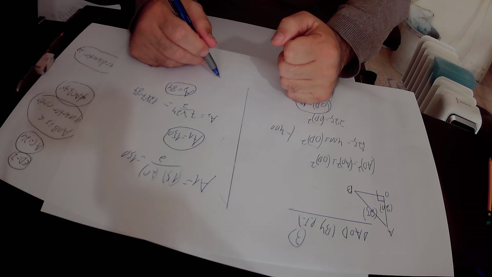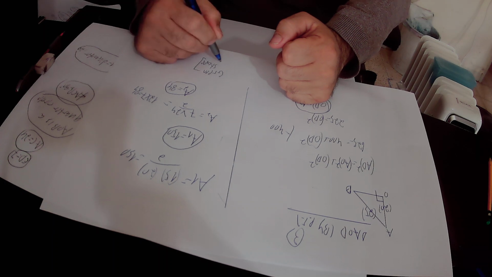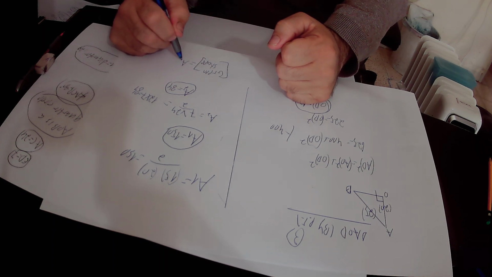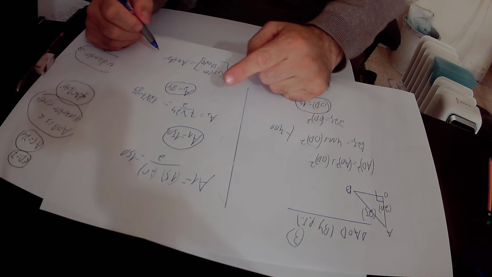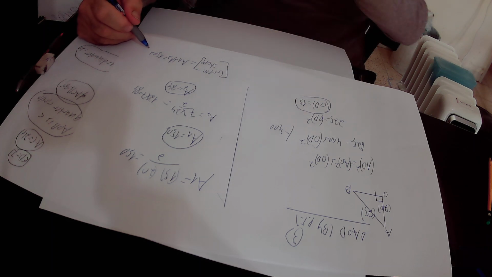So the area of the green shape in total will be equal to A1 plus A2. That is to say, it is equal to A1, that is 150, plus A2, that is 84.